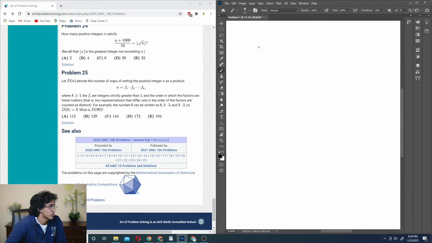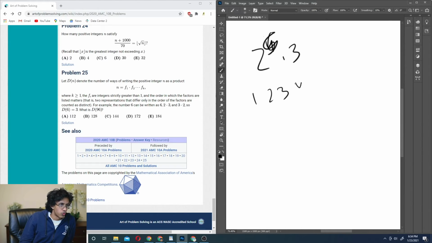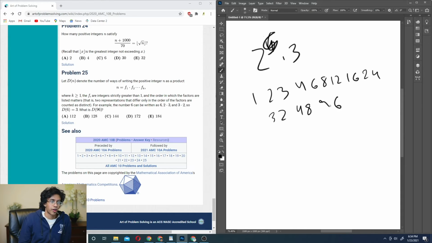So it's 2 to the 5 times 3. So that basically gives you the divisors 1, 2, 3, 4, 6, 8, 12, 16. How many should you get? 6 times 2 is 12. So 24, 32, and what? 48 and 96. Okay, so this is nasty recursion though, huh?